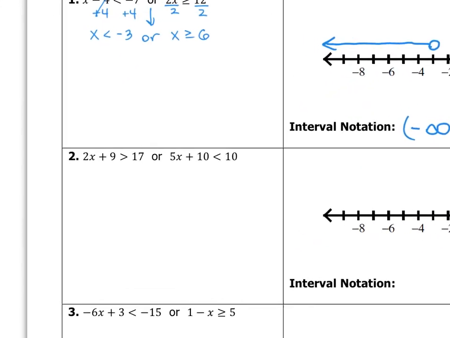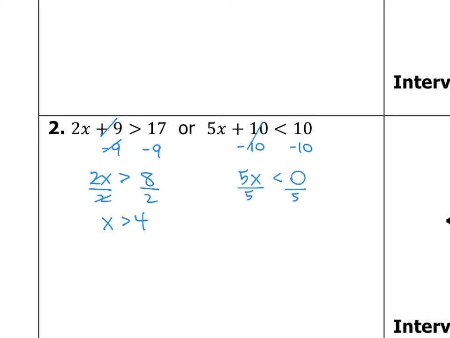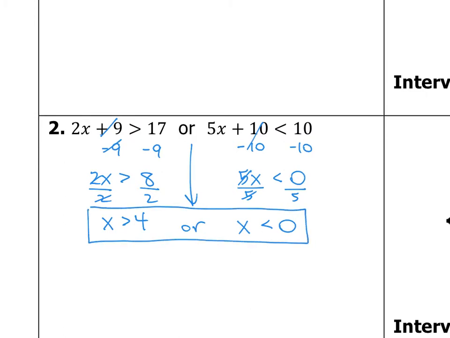All right, let's look at number 2. Again, we're going to solve each of these inequalities individually. So I'm going to start with the left inequality. I need to subtract 9 from both sides, and that gives me 2x is greater than 8, and then divide by 2, and I get x is greater than 4. My second inequality, I need to subtract 10 from both sides, and I get 5x is less than 0, and then divide by 5 to get x is less than 0. Don't forget to put the word OR in the middle, so our answer is x is greater than 4 or x is less than 0.